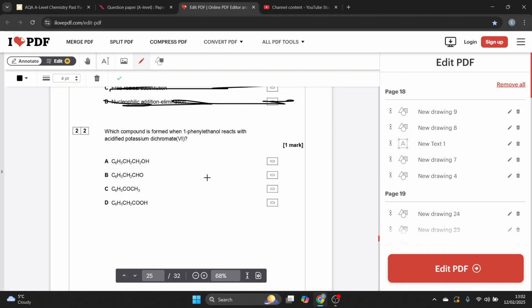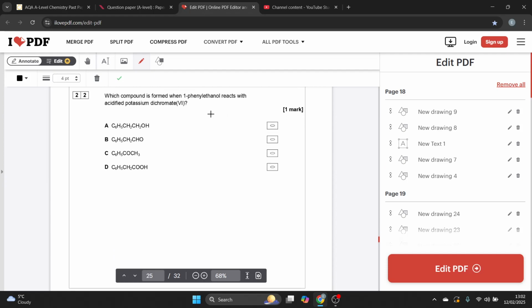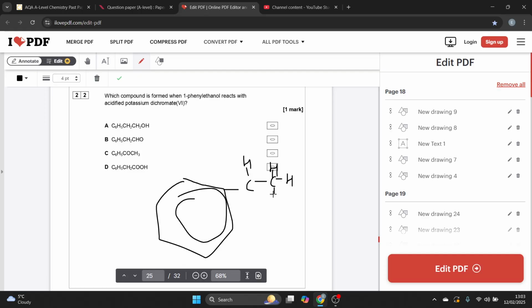Which compound is formed when 1-phenylethanol reacts with acidified potassium dichromate? So first thing we need to do is draw it out. Ethanol, methane. But the OH group has to be attached to its first carbon because it says 1-phenylethanol, right? So that's the carbon. Now, what kind of alcohol is this? That's 1. That's obviously going to be a 2.